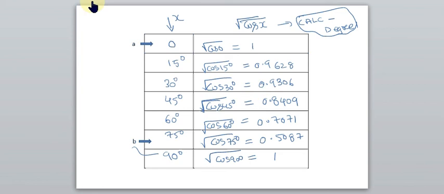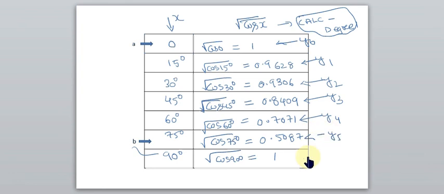Let me indicate with the index. This is y0, y1, y2, this is y3, y4, y5 and y6. Total 7 points. Starting from y0 to y6 we have a total of 7 points.